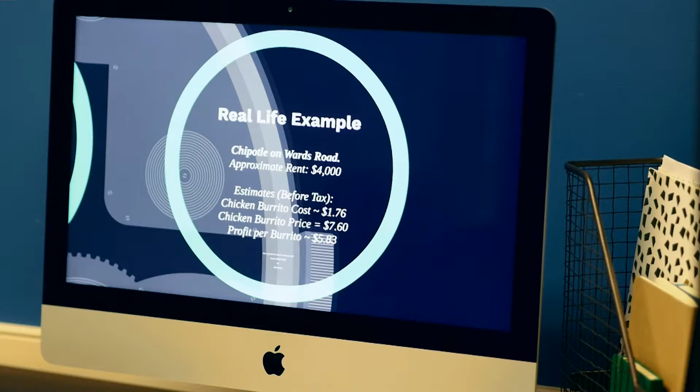Now, we don't know the exact rental expense for Chipotle, but I would estimate it around $4,000 per month. So that would be a fixed expense for Chipotle. They have to pay that every month, no matter how many customers come and go through their doors. In order to do that, they need to sell burritos.